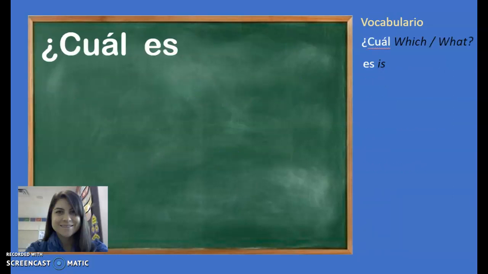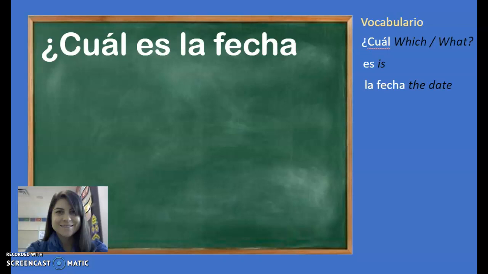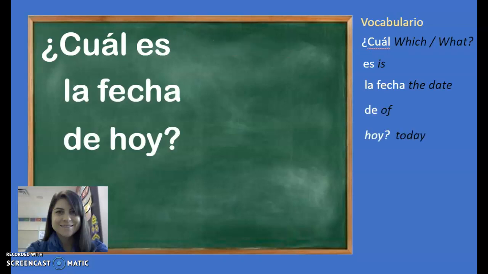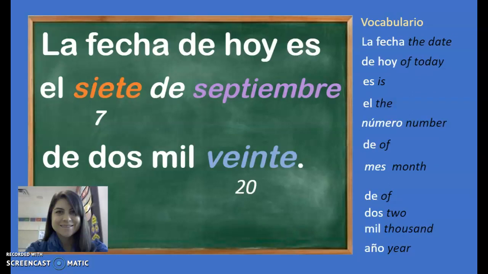¿Cuál es la fecha de hoy? La fecha de hoy es el 7 de septiembre de 2020.